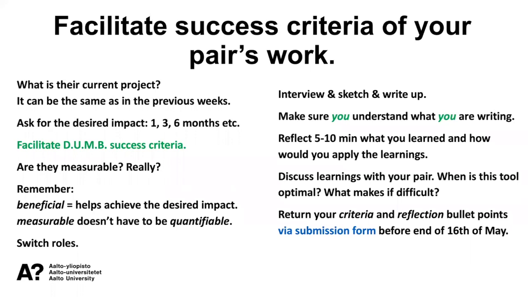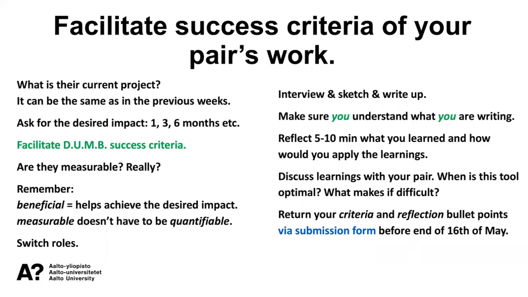And you probably guessed it, you're going to get a pair, or maybe you already did. Again, the pair chooses a project, some current project, can be exactly the same project as last week, doesn't matter. Ask for the desired impacts, 1 month, 3 months, 6 months, and then facilitate them to answer the success criteria. Remember, I had this slide before the break where it had all the facilitation questions. You could just read them aloud, and that's facilitation.